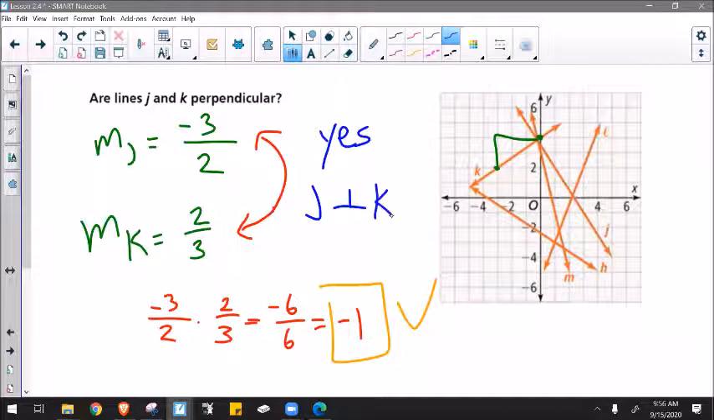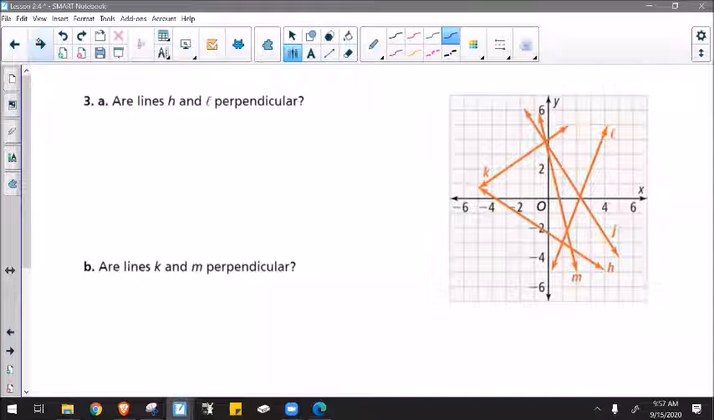Perpendicular to K. My computer's about to die. Give me 1 second here. That'd be really bad if my computer died during class.